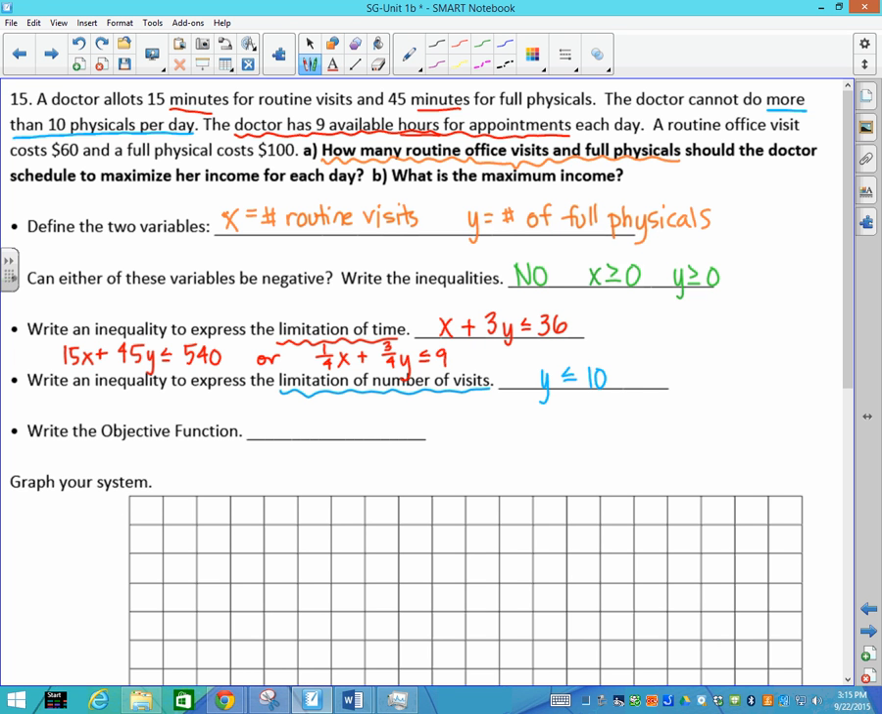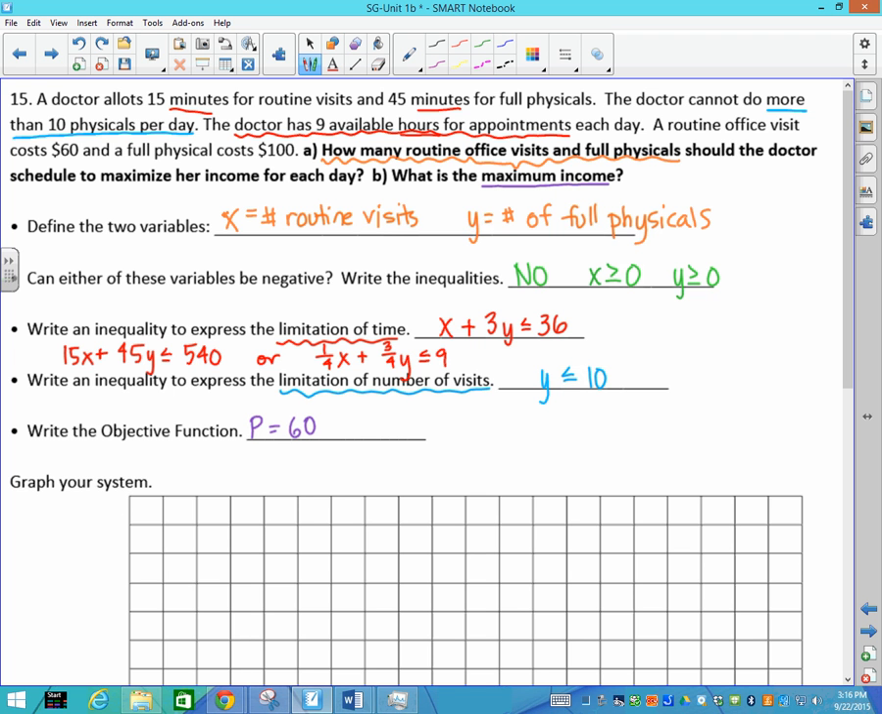All right, and then we have our objective function, and our objective function is that function that we want to maximize or minimize. So in this case, we're maximizing income, and the income that she gets, whether you write N or I or P for income, doesn't matter.